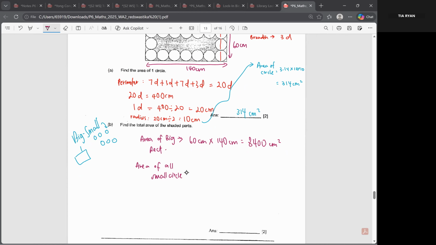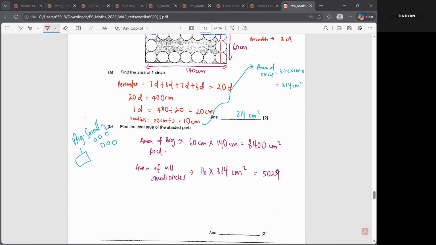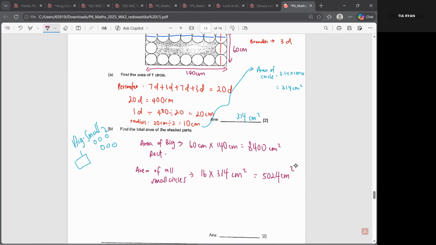Now area of all small circles. How many are there? Just now you counted, right? 16. 16 times the area. One area is 314, sorry, 314 cm squared, because one circle is 314 cm squared, right? So if I have 16, I have to take that times that. It gives me 5,024 cm squared.